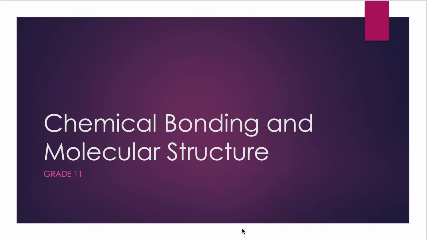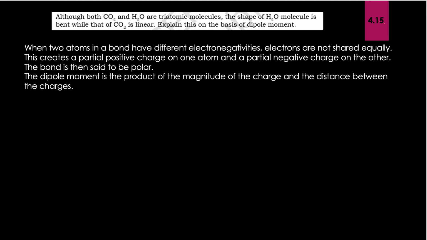In today's video, we are doing question number 4.15 from chemical bonding and molecular structure. So the question reads, although both CO2 and H2O are triatomic molecules, the shape of the H2O molecule is bent while the other is linear. Explain this on the basis of dipole moment.